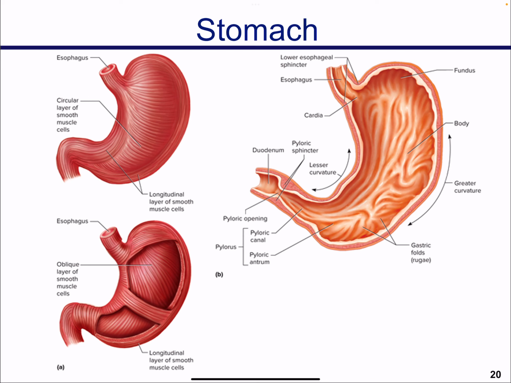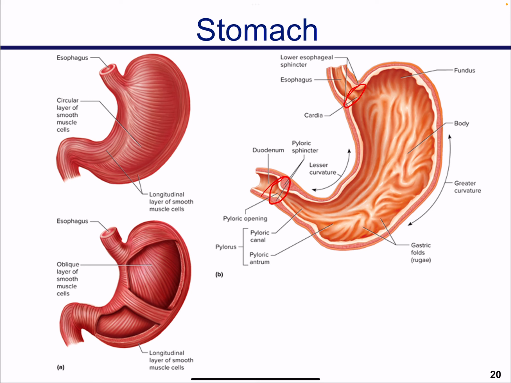So, some aspect I want to attract your attention upon here. The cardiac sphincter right here. And then we do have the pyloric sphincter right here. The pyloric sphincter, it's a ring of muscle at the bottom of the stomach that controls the movement of the food from the stomach to the small intestine.